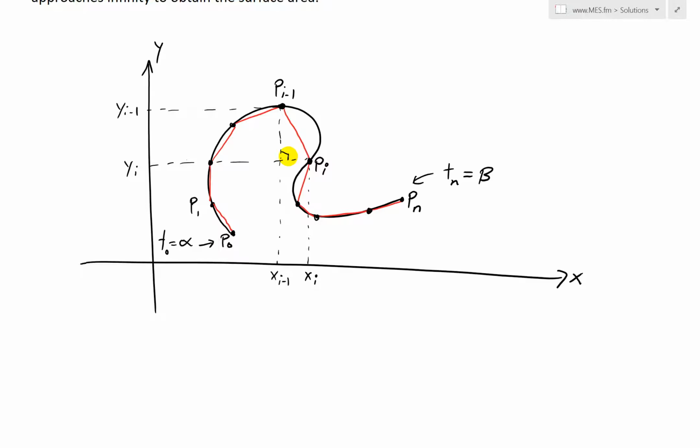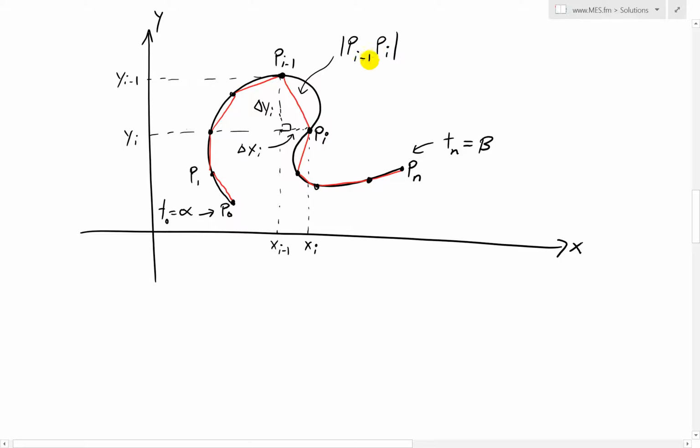We have a triangle where this distance across is delta y_i, and here we have delta x_i. And then the hypotenuse is just the distance across, and we'll write this as the absolute value of p_{i-1} to p_i. This is a way of writing distance. Now this right angle triangle means we can write this in terms of delta y_i and delta x_i because of the Pythagorean Theorem.